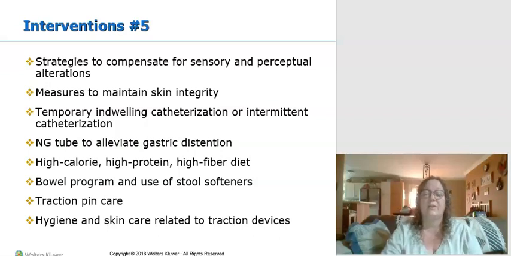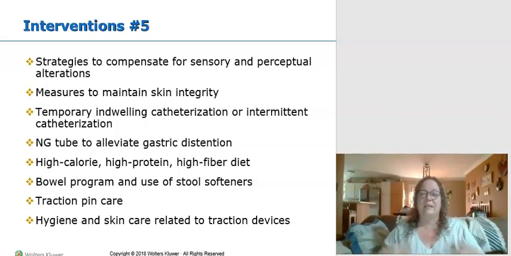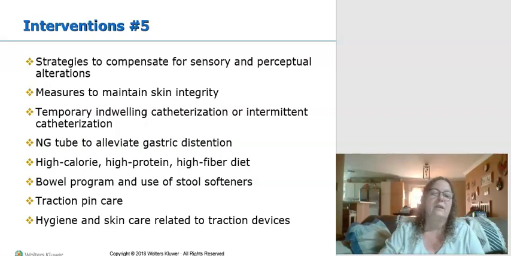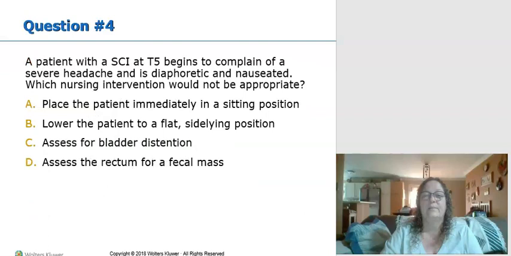We also want to make sure that we're taking care of hygiene underneath casting or underneath any of these traction devices. And again, that could be pin care, that could be cleaning underneath the shoulder harness for your halo, that sort of thing.